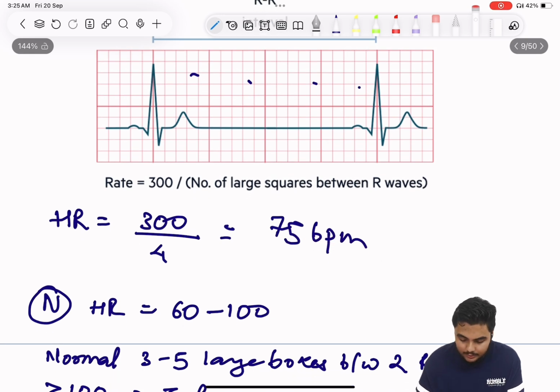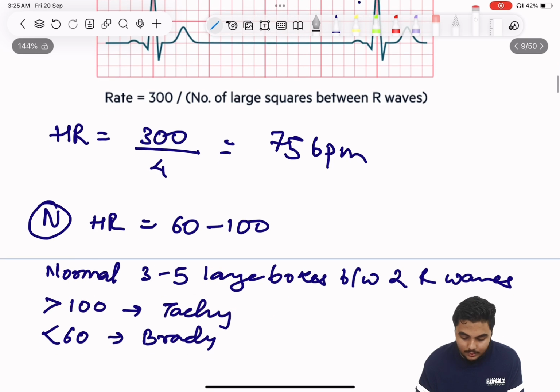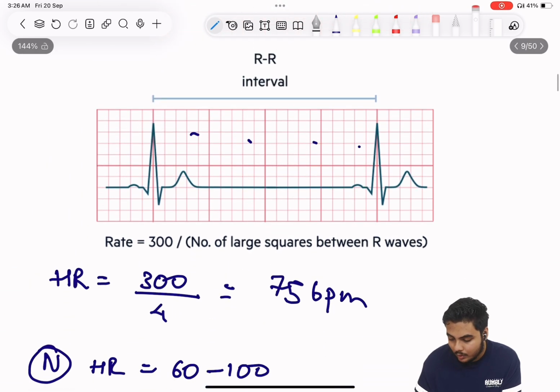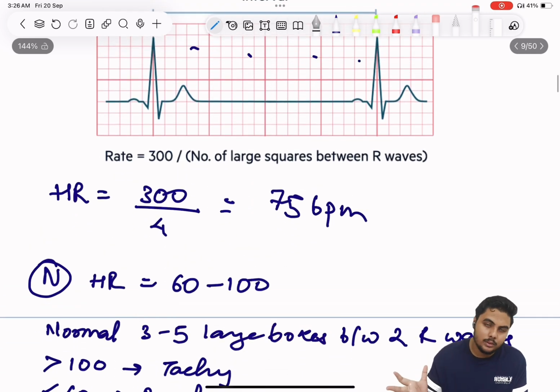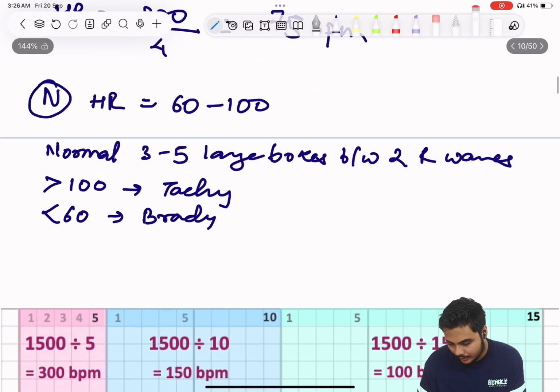So we know normal heart rate is between 60 to 100, and whenever the heart rate crosses more than 100, we have what is called tachycardia, and below 60 it is called bradyarrhythmia, right? So normally between two R waves there should be 3 to 5 large boxes. If there are 3 large boxes between two R waves, then the heart rate is around 100, and if there are 5 large boxes between two R waves, then heart rate is around 60. So between 3 to 5 large boxes should be present between two R waves, right?